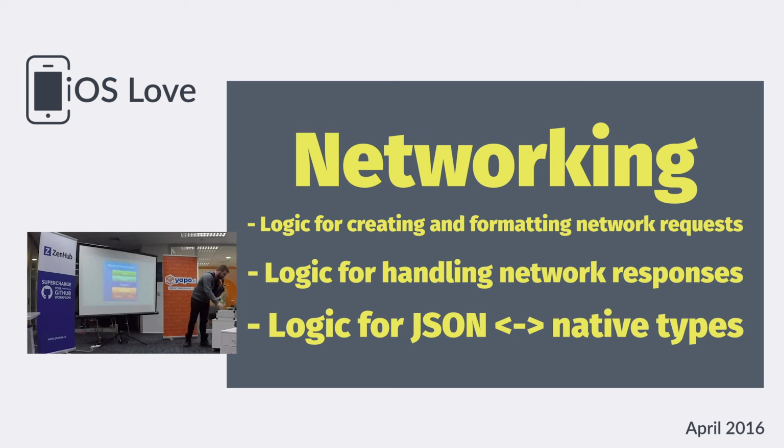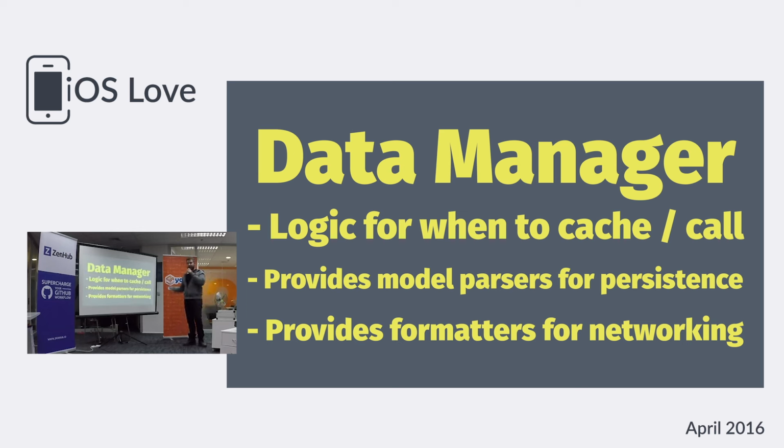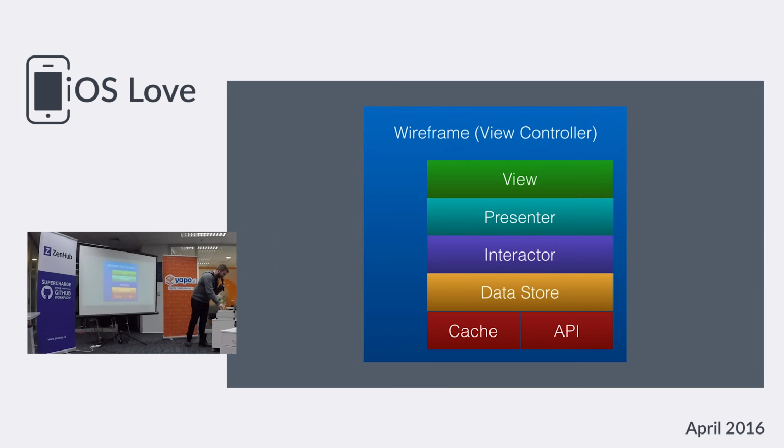Finally, the data manager. Logic for when to hit the cache or the persistence and when to actually reach outside the app and hit networking. It provides the parsers to the persistence to convert types and dictionaries into actual models. It provides formatters for networking to get the right JSON in the way that the parsers are expecting. It could be retrieving data from the network. It could be grabbing it from persistence. You don't really care. You just ask it, give me the session object, give me the user object, and it gives it to you. And so it sits here controlling both of those.